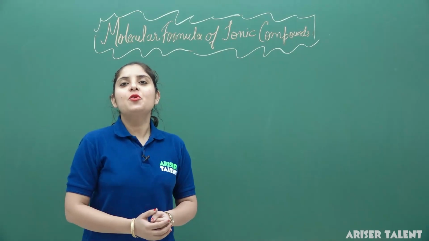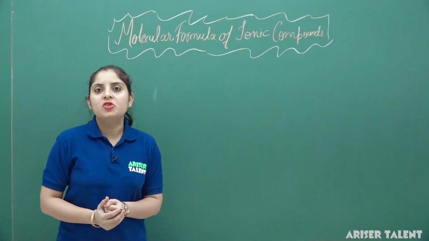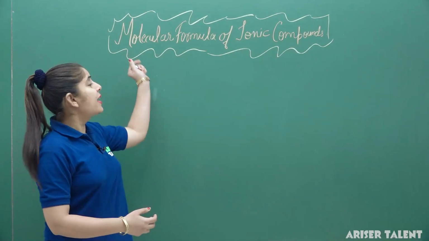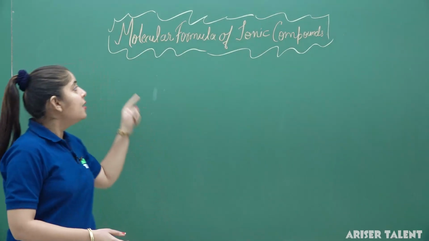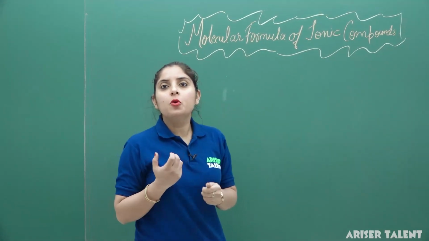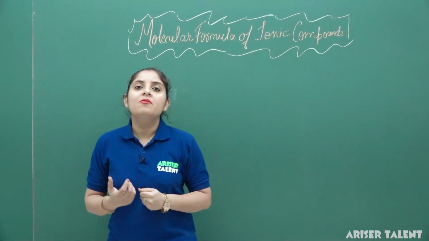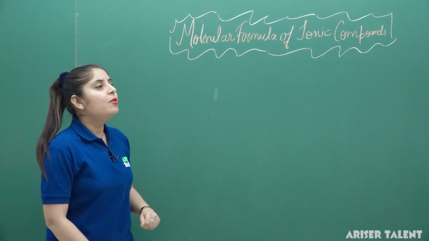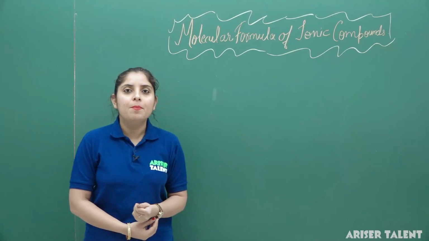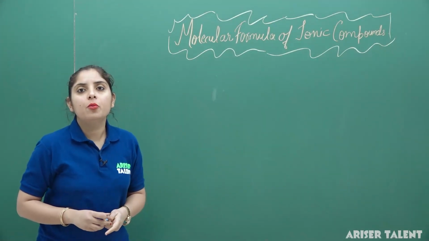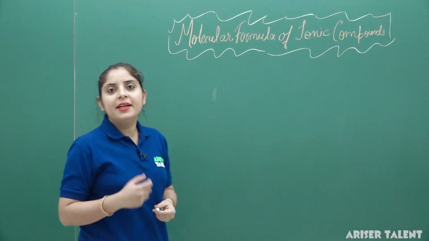Hello students, in our chemistry topic of atoms and molecules, we are on our next topic, the molecular formula of ionic compounds. Ionic compounds are those compounds which are formed when an atom gains or loses certain types of electrons. Now we will learn about the formula of ionic compounds, and I'm again repeating, for this you have to learn the electropositive and electronegative radical tables.